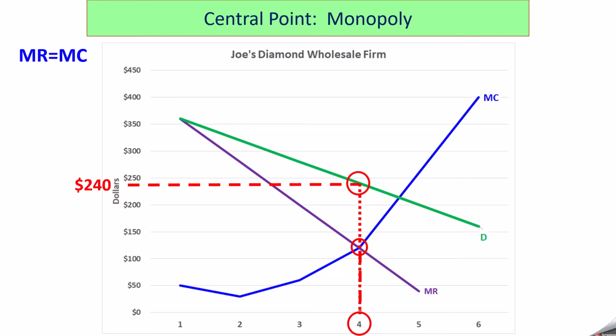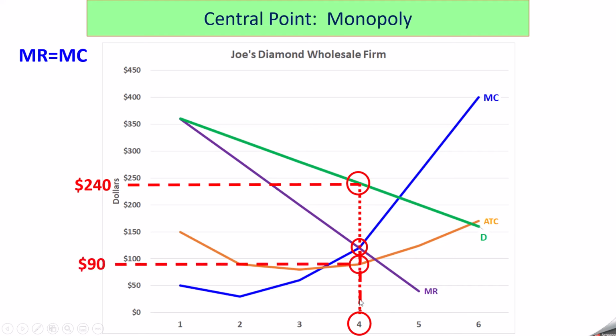So first question, how many units do you make? That's 4. Second question, what price do you charge? That's $240. Third question, how much money are you going to make? For that, we need the average total cost curve. So let's add that here. Find that dotted line that you drew right through where MR equals MC, and then see where that line cuts the average total cost curve, and that's going to be right there.